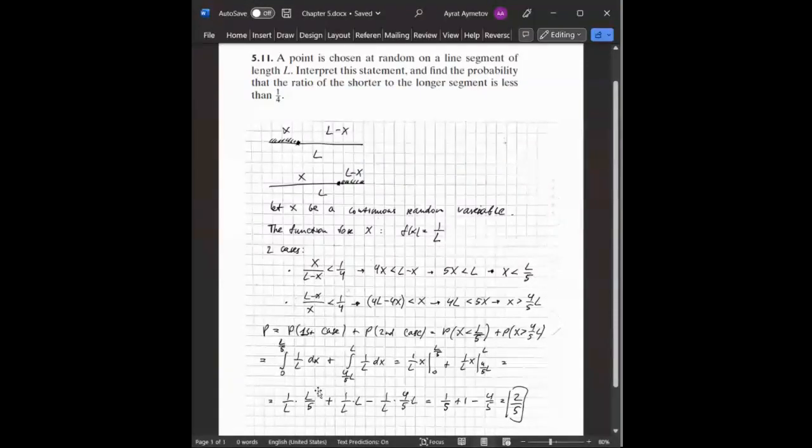From the first integral, we get 1/L multiplied by L/5. And from the second integral, we got 1/L multiplied by L minus 1/L multiplied by 4/5 L.